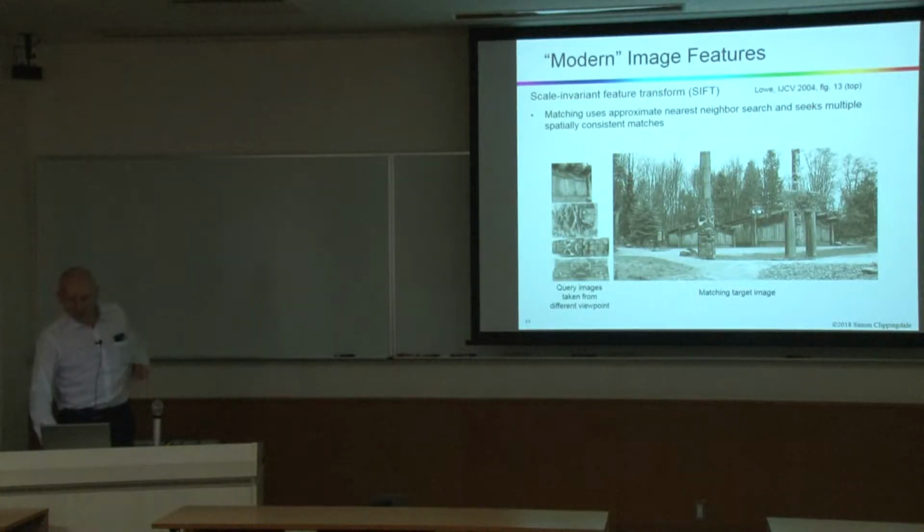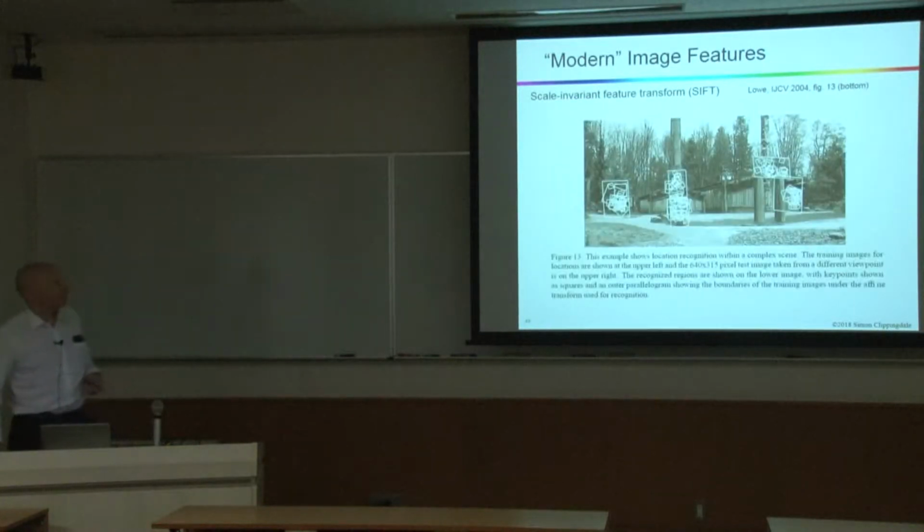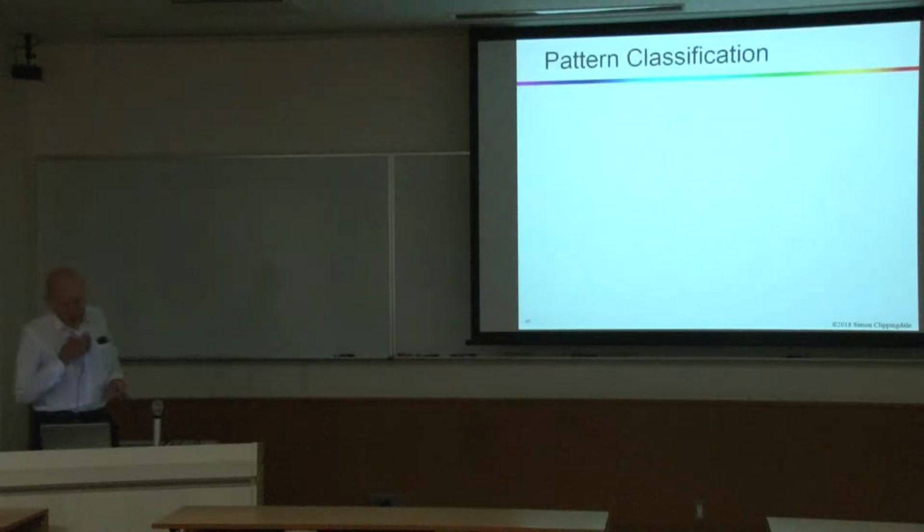And the matching between those query images and the original gives you these quite good matches. So this is an example of using some fairly complicated features to make the subsequent matching more simple. Okay, so that's all I want to say about features.